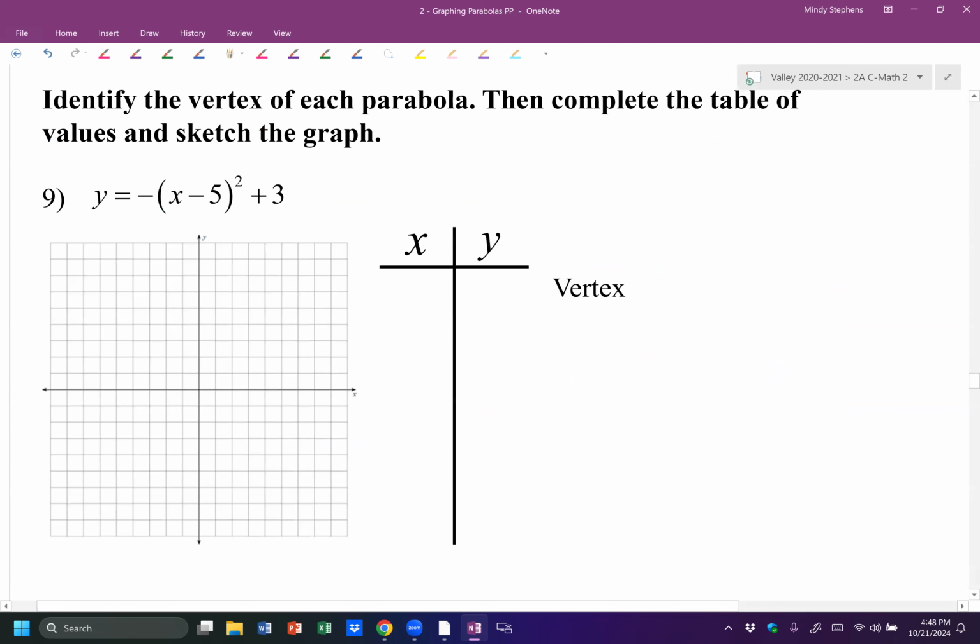Okay, very last one. This one doesn't have any numbers in our table. So we're going to do this one. This is what it would normally look like. You wouldn't have any numbers and you have to pick them.